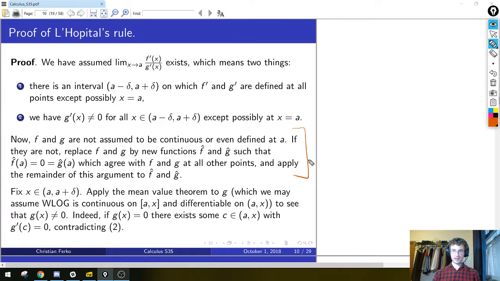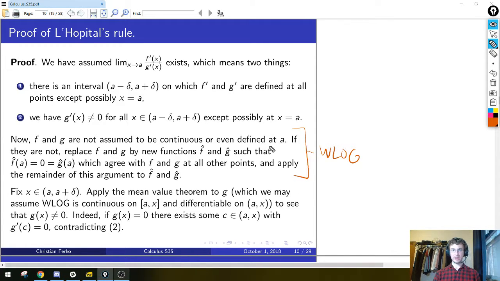Now here's a without loss of generality argument, because in the statement of the theorem, nowhere did we assume that f and g are continuous or even defined at a. So they could be undefined, they could be discontinuous, whatever. So I'm going to argue that without loss of generality, we can actually assume that they are continuous at a. And the reason for that is the following.